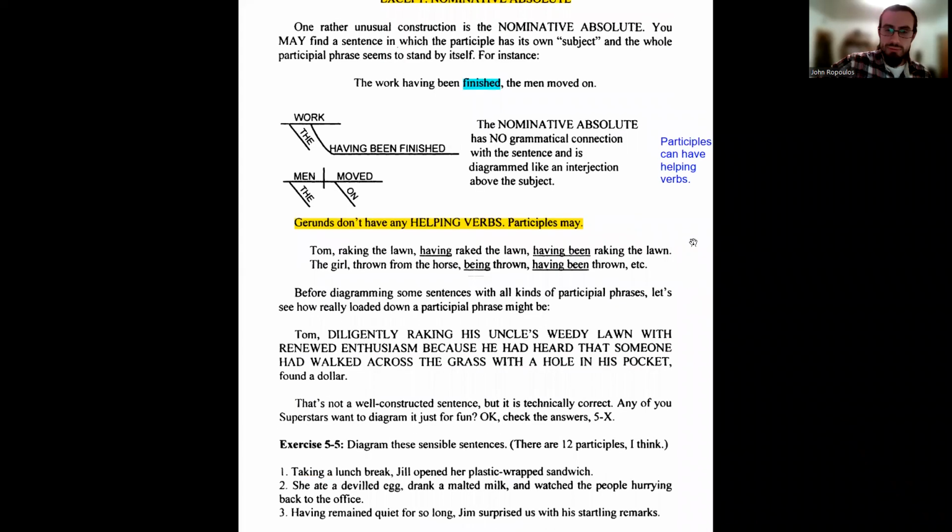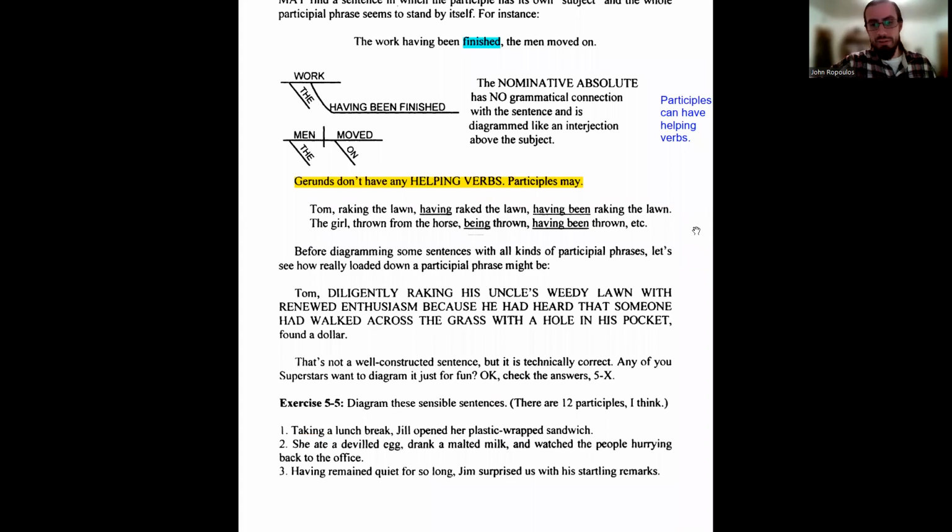Okay, so gerunds don't have any helping verbs, but participles may. So Tom raking the lawn, or having raked the lawn, having been raking the lawn, the girls thrown from the horse, being thrown, having been thrown, etc. Before diagramming some sentences with all kinds of participial phrases, let's see how really loaded down a participial phrase might be. Tom, diligently raking his uncle's weedy lawn with renewed enthusiasm because he had heard that someone had walked across the grass with a hole in his pocket, found $1.